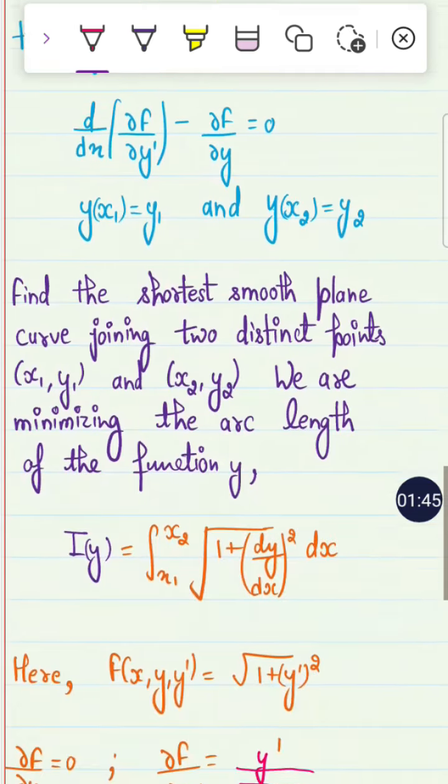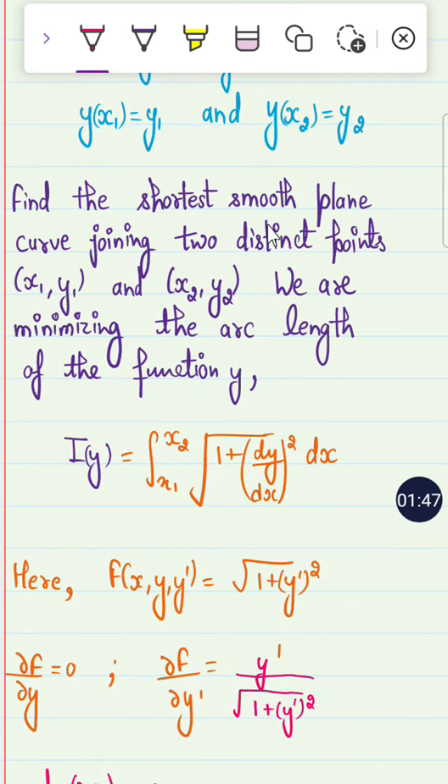Now let us take an example. Find the shortest smooth plane curve joining two distinct points. These are the boundary points at which the function is defined. Now we minimize the arc length of the function. The functional given is the integral of under root 1 plus y dash whole square.